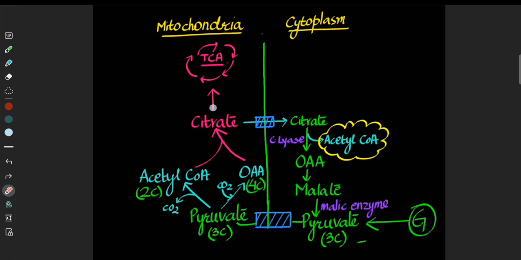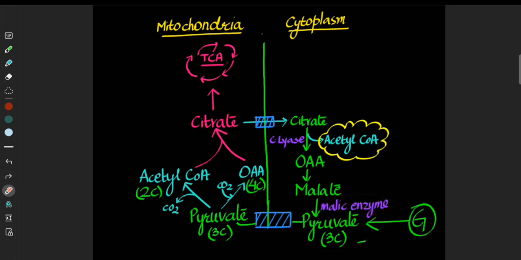This citrate has two paths. It can either undergo the TCA cycle, or it can get outside of the mitochondria, and after it comes out of the mitochondria, there is an enzyme called citrate lyase. Citrate lyase can break down citrate to the compounds which it was before, that is the acetyl coenzyme A and the oxaloacetic acid, right? Now oxaloacetic acid can undergo a change and form malate, and malate can finally undergo a change and form pyruvate, right? So the enzyme is the malic enzyme.